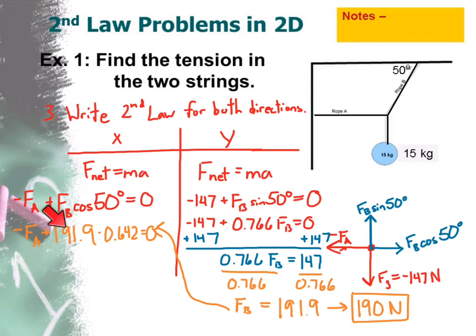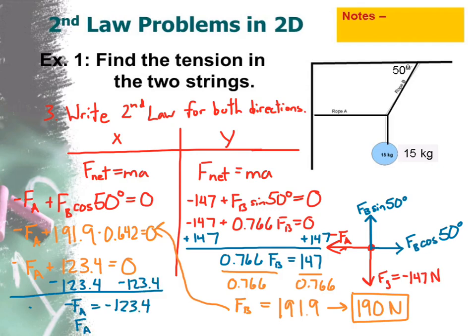So I've plugged in 191.9, and now I have to multiply that by 0.642. When I do that, I get negative f sub a plus 123.4 equals 0. Subtract 123.4 from both sides, and I get negative f sub a equals negative 123.4, which means f sub a equals 123.4. But since my mass has two significant figures, my force also has to have two significant figures, so I would report that it has a force of 120 newtons.